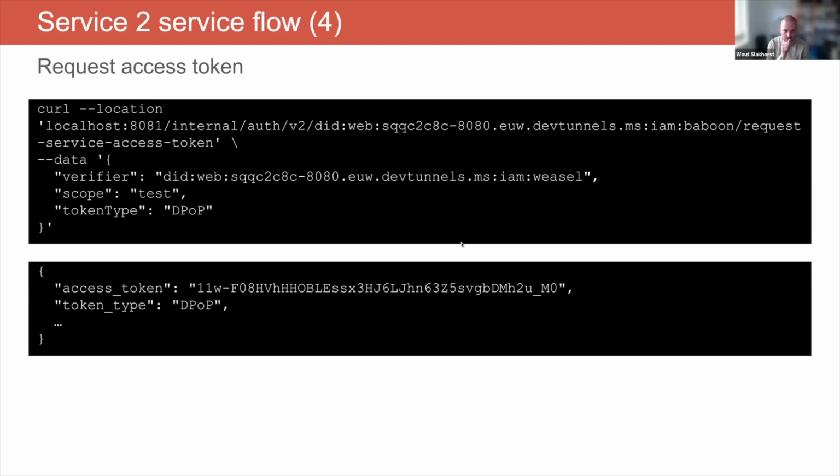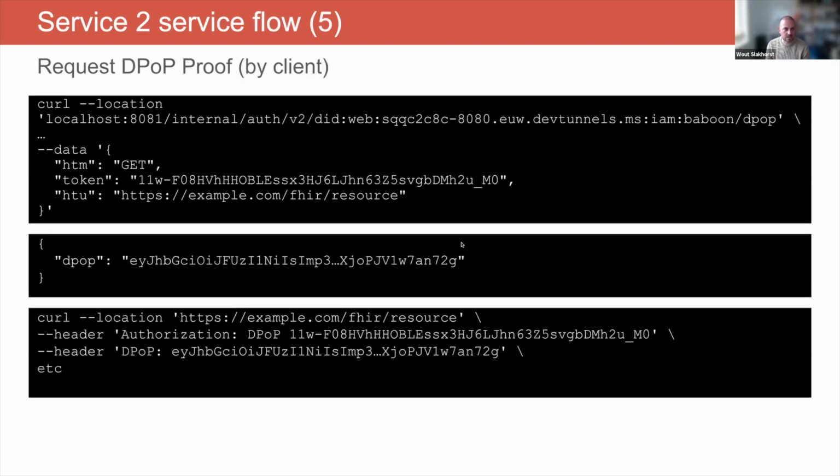So this is the same as before. You just request a token from an internal endpoint and you get an access token in return with a different token type. What you have to do next, and we created some APIs on the Nuts node for that, is generate a DPoP proof for each request you do. So we created an internal API where you send the HTTP method and the HTTP URL together with your access token.